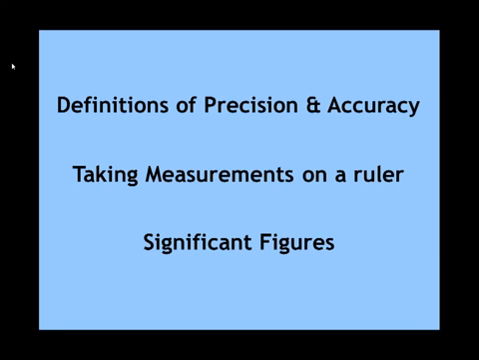In this video, we are going to discuss the definitions of precision and accuracy. I will show you examples of the difference between precision and accuracy. We'll talk about taking measurements on a ruler and how you must add an estimated digit to the end of every measurement. And then we'll also discuss significant figures, or as I typically call them, sig figs. What exactly are significant figures and how can you calculate the number of sig figs in a measurement?